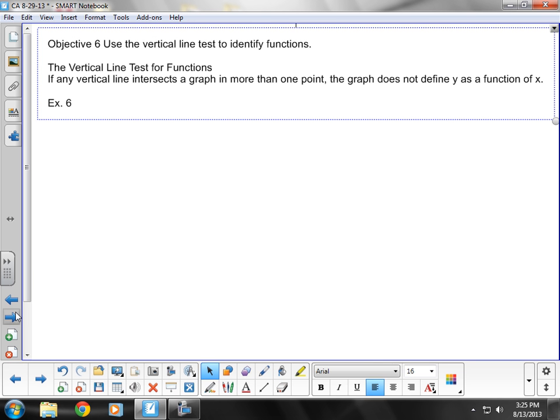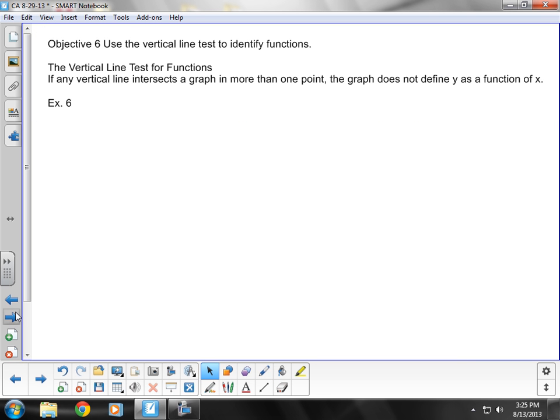Now, the sixth objective, and remember we've only got 9, so this is almost over. On the sixth objective, we talk about using the vertical line test to identify functions. And then we have the definition here. The vertical line test for function means that if there's any vertical line and it intersects a graph in more than one point, the graph does not define y as a function of x.